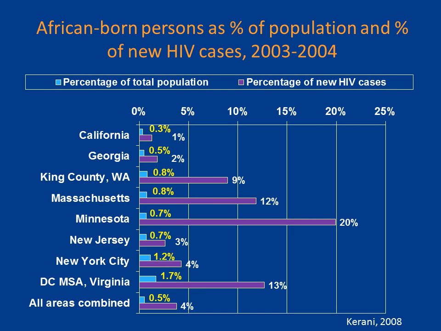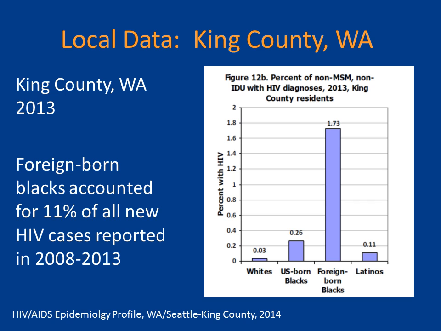I'm going to skip this slide and move on to some local data from here in King County. King County is where I'm located. It includes the city of Seattle. And if you look at the figure on the right side of the slide, it shows what proportion or percent of the foreign-born Black population here in King County, which is primarily African, is HIV infected as of 2013.